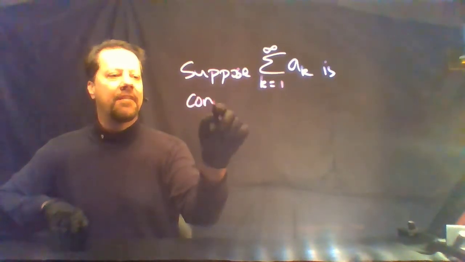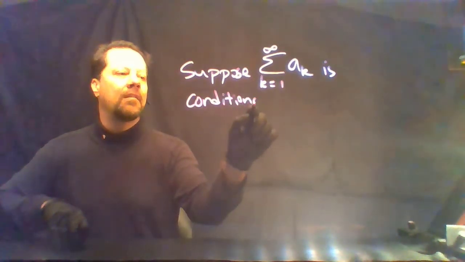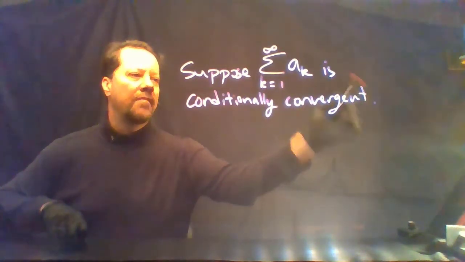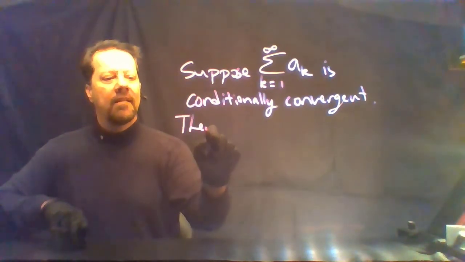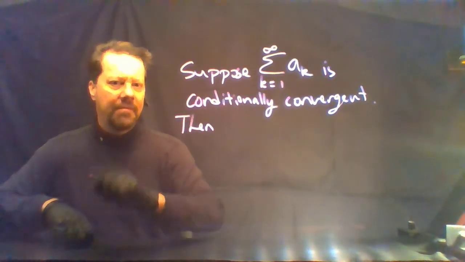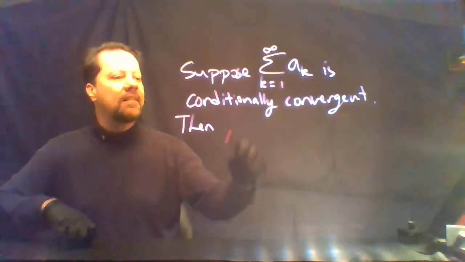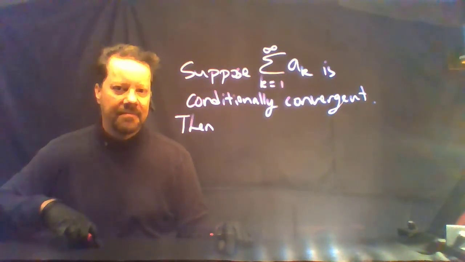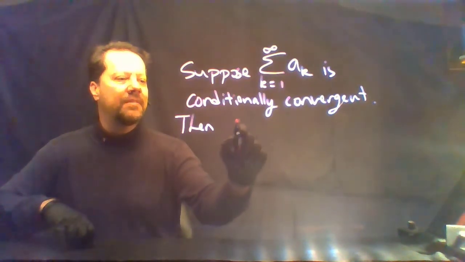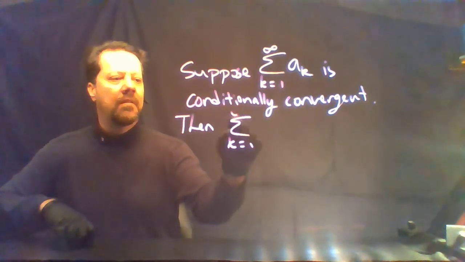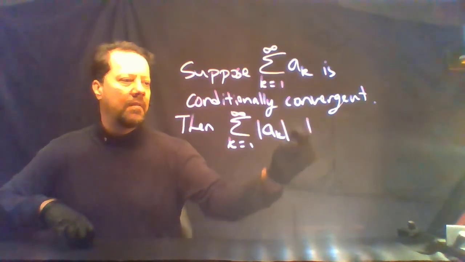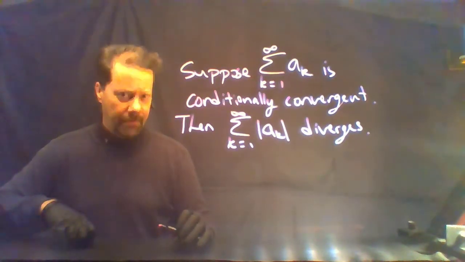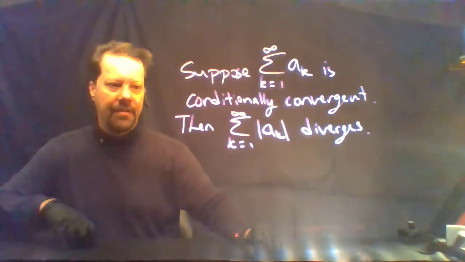Suppose that you have a conditionally convergent series. What does that mean? Well, one thing it means is that the partial sums have to go to some finite limit, but in absolute value, the partial sums don't converge. This has to diverge.